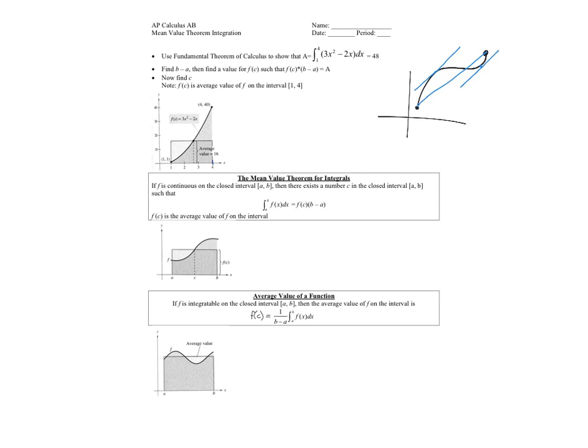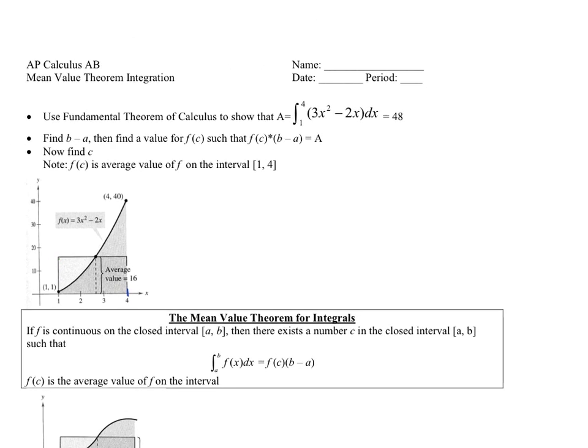Okay, that's what the mean value theorem for derivatives said. Alright, so that's the mean value theorem for derivatives. What we're going to actually look at here is we're going to develop this a little bit. We're going to use the fundamental theorem of calculus to show that the area of the integral from 1 to 4 of 3x squared minus 2x dx equals 48.